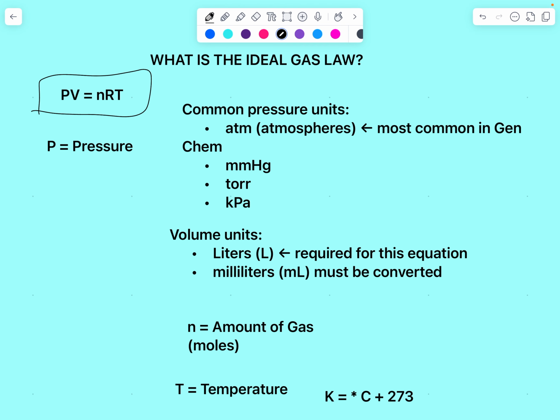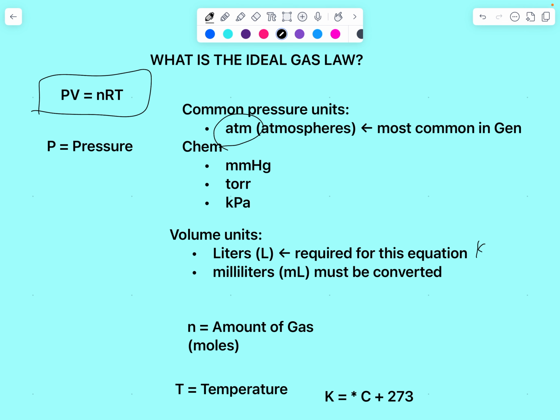All right, let's move on. And I'm sure on your tests, it'll be ATM. Okay, volume. V is for volume. Volume tells us how much space the gas occupies. Liters is required for this equation. You have to use liters. Do not use milliliters, okay? If you get milliliters in a question, you gotta convert it.